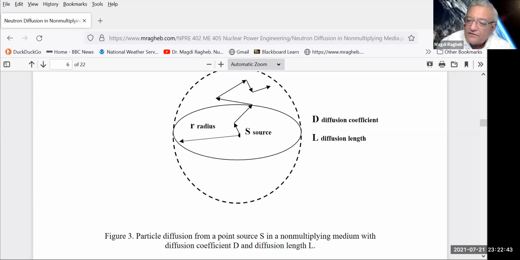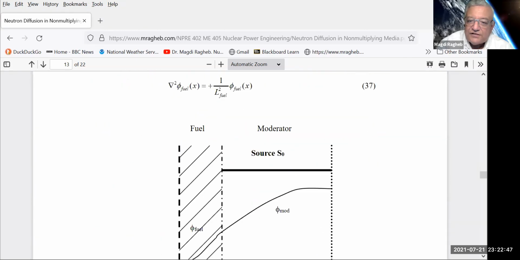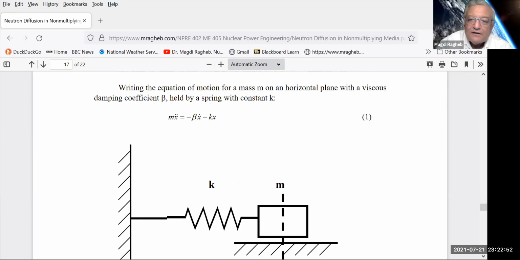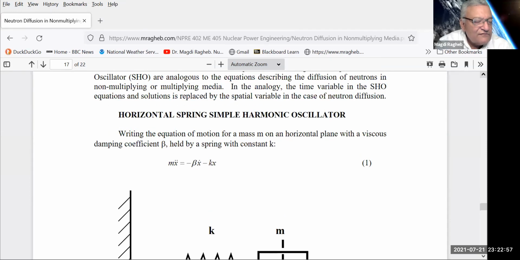So let us then adopt some knowledge from other fields of science and engineering to solve that second order differential equation. Now, you have seen this earlier in classes like Physics 108, for instance, but for the benefit of those who have forgotten it, we are going to establish the analogy between our equation for neutron diffusion and other second order differential equations that we encounter in other fields of science and engineering.